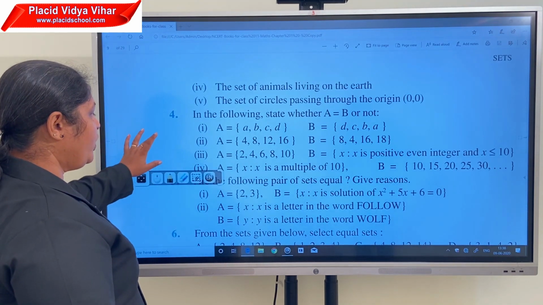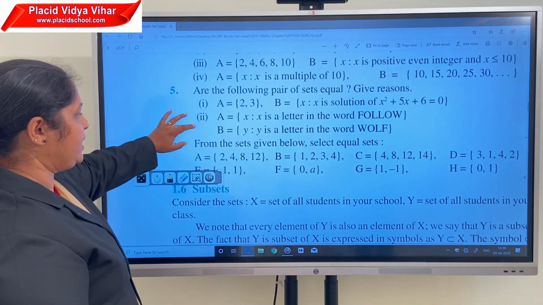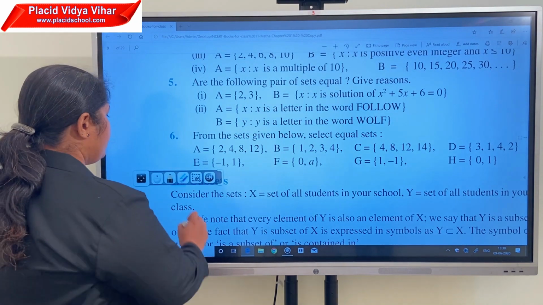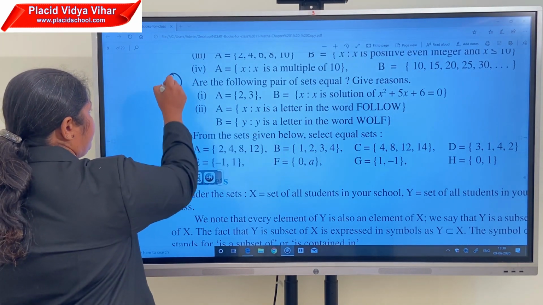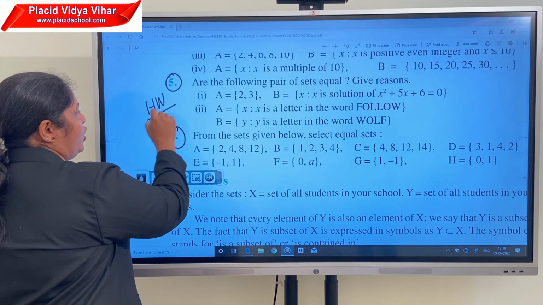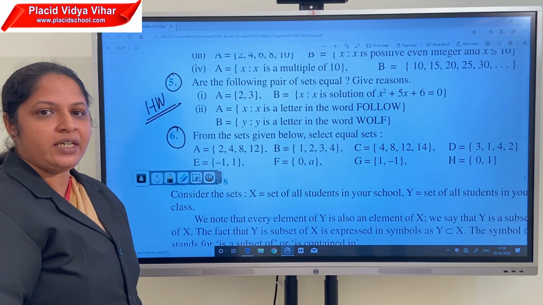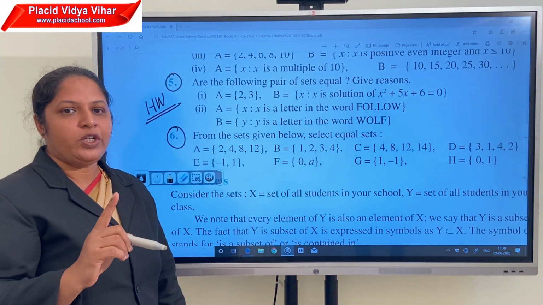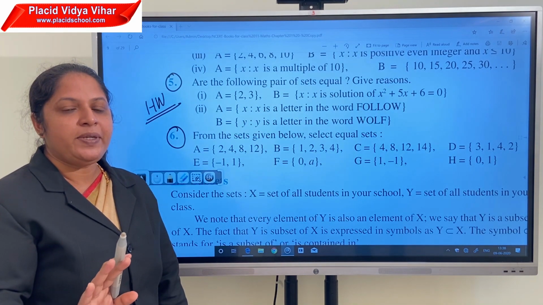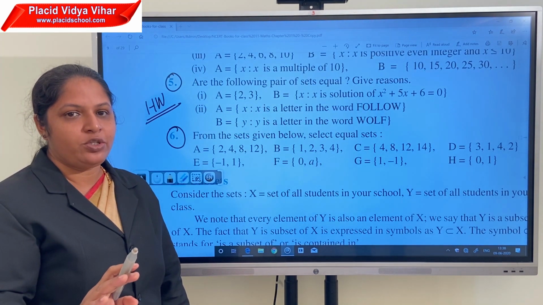Now moving on to the fifth question. Both questions are related to the topic equal sets. So please complete question number 5 and question number 6 as homework. Hope you all have completed the previous question from exercise 1.1 as homework, and keep it ready in your notebook when you come back to school.